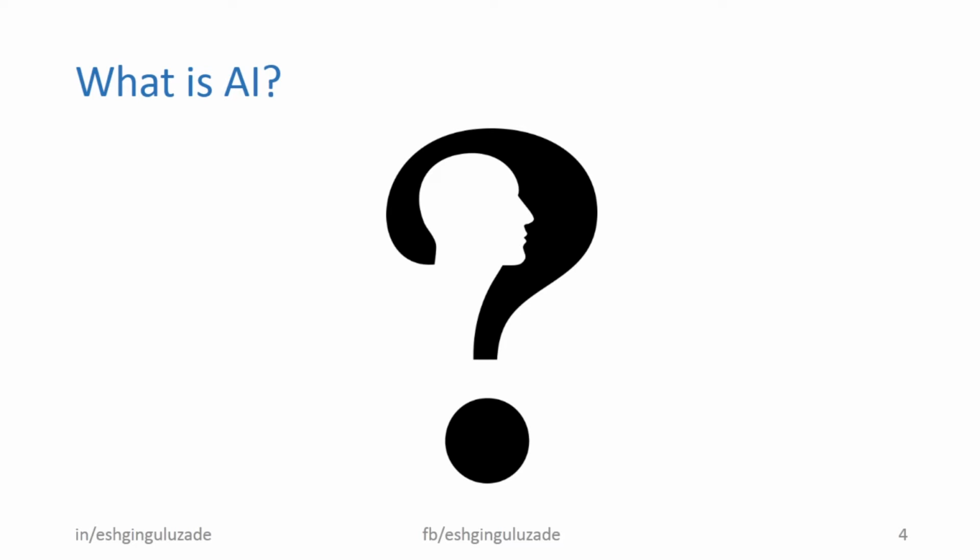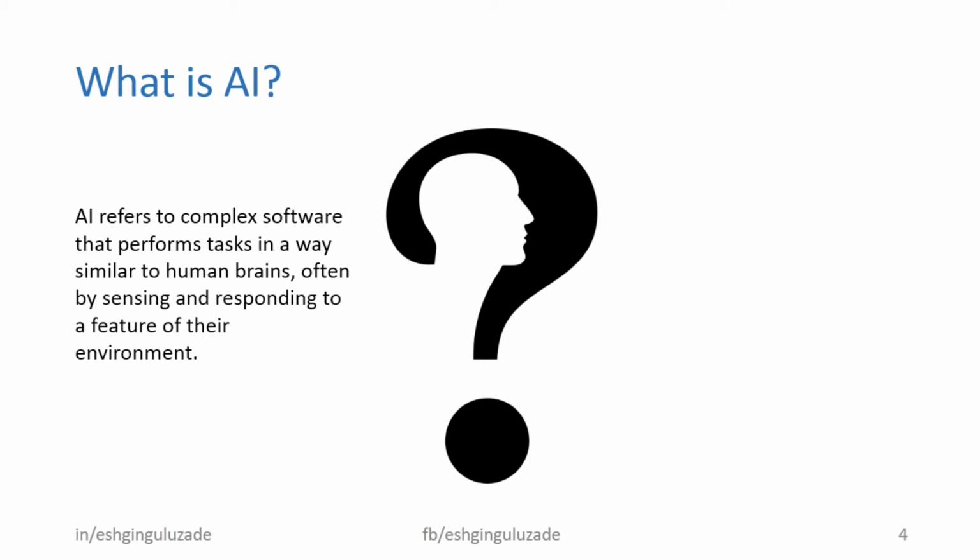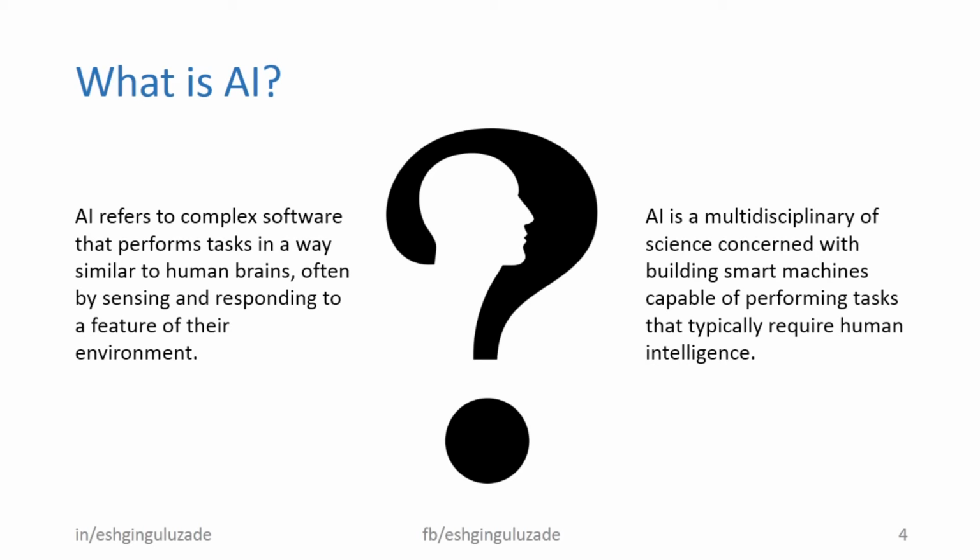Artificial intelligence, or AI, refers to complex software that performs tasks in a way similar to human brains, often by sensing and responding to a feature of their environment. This could mean learning to solve problems in unexpected ways, recognizing the nuances of speech, or exhibiting some form of human-like creativity. Another definition can be like this. AI is a multidisciplinary field of science concerned with building smart machines capable of performing tasks that typically require human intelligence.